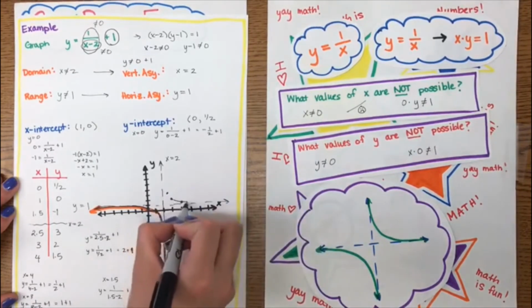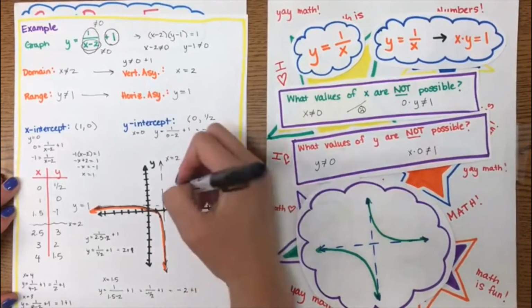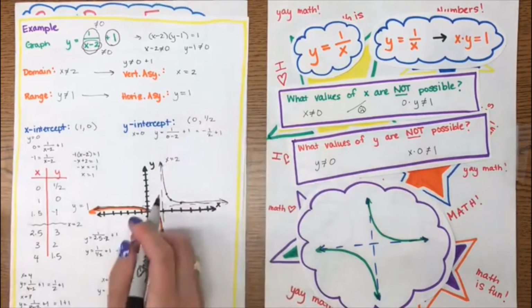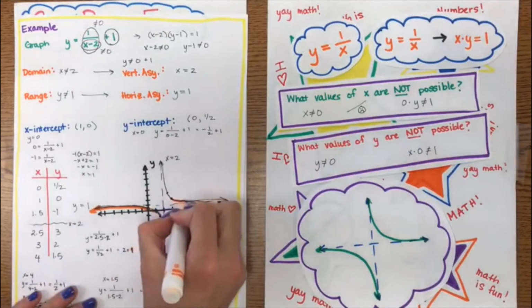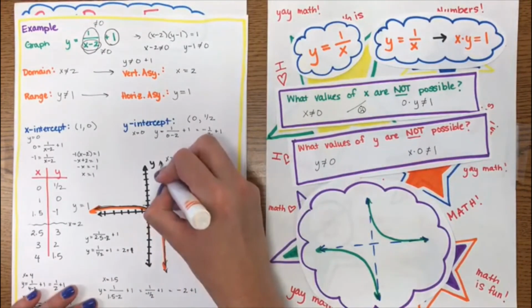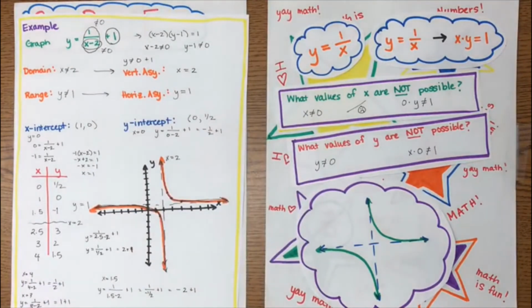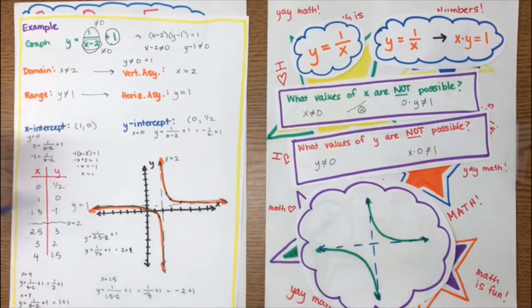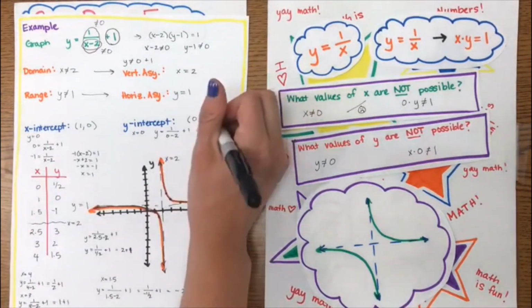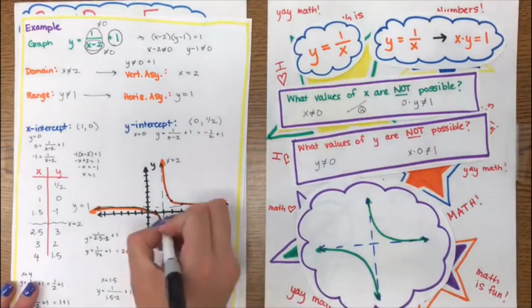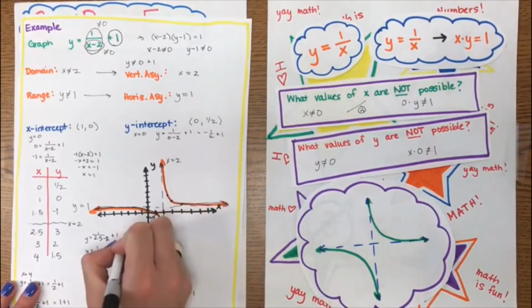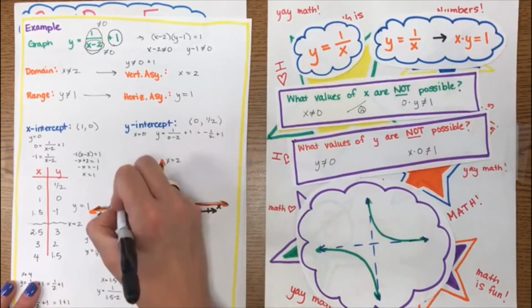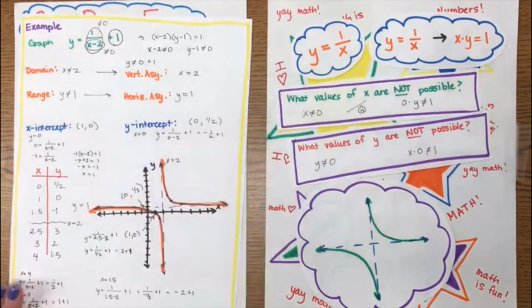My graph looks like this. I approach this asymptote from above, I approach this asymptote here. So just to make it a little bit more clear, my graph looks like that. So my domain and range: x cannot be equal to 2, y cannot be equal to 1. I have my x and y intercepts here. I can label them on my graph if I want, call them out 1, 0, 0, 1/2. I have 3 points on each side, and I connected so that it approaches the asymptote.